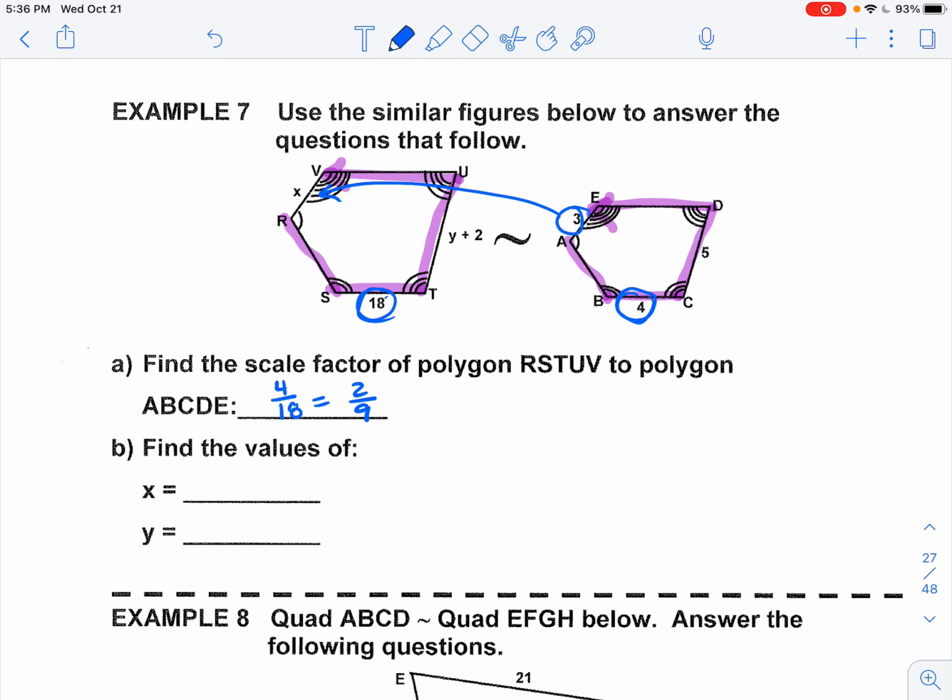Let me work this one a little different. I'm going to go ahead and set up the proportion. So in this case, I'll have 3 over x is equal to 2 over 9. I can cross multiply. 2x is equal to 27, and x is going to equal 13.5.